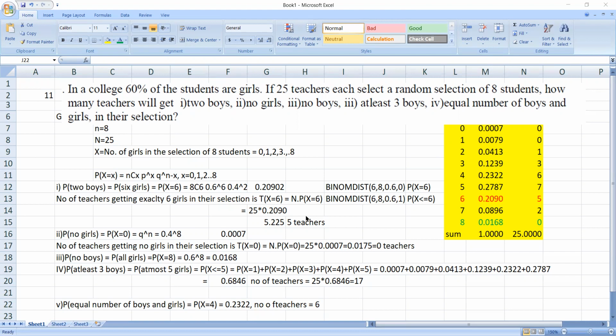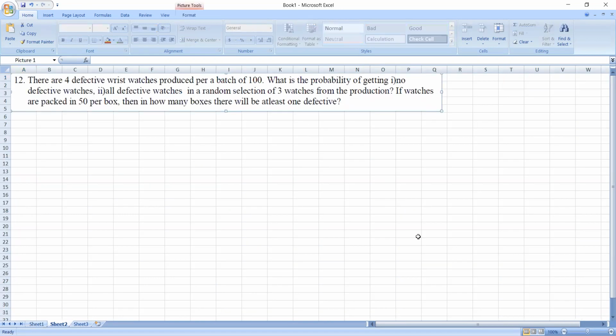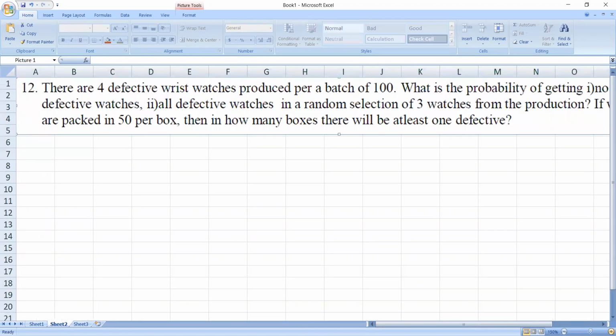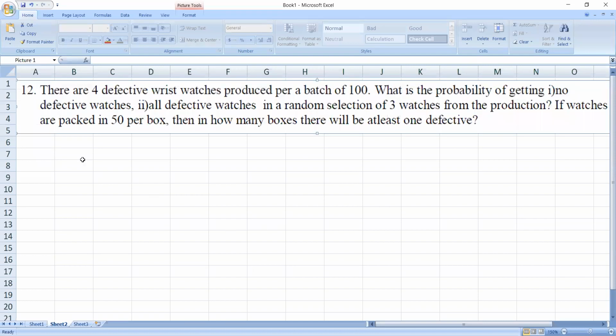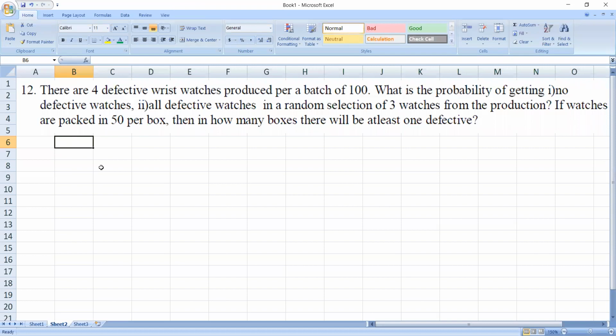Yes, sir. Okay, the next case. There are 4 defective wristwatches produced for a batch of 100. What is the probability of getting no defective watches, all defective watches in a random selection of 3 watches from the production? If watches are packed 50 per box, then in how many boxes will there be at least one defective? So in the production, we are counting how many defectives are produced. So we are interested in defectives.